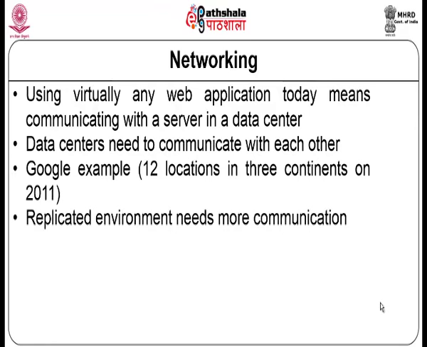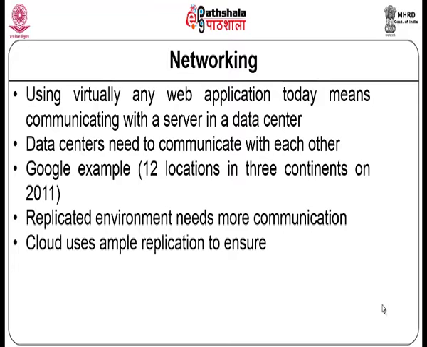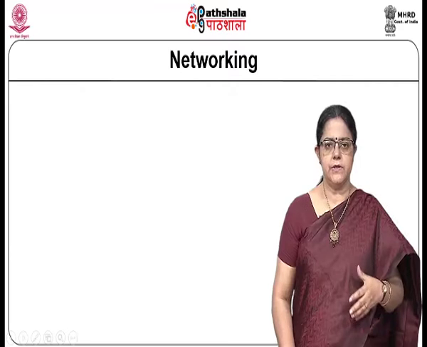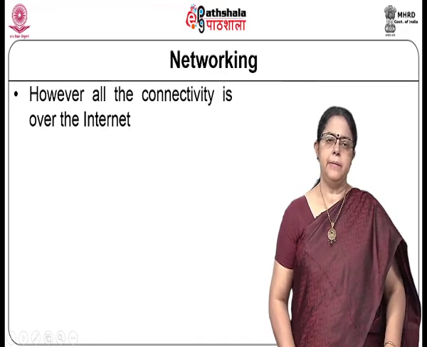As soon as we replicate, we necessitate movement of data and communication among these replicated environments. This replication ensures that availability is very high, which is always a promise for our cloud. It also ensures traffic load balancing: if some locality has more requirement for a certain set of data, we spread it out so that everybody does not go to one location. Having data spread across geographical locations also reduces latency, because users access data faster when it is near them.